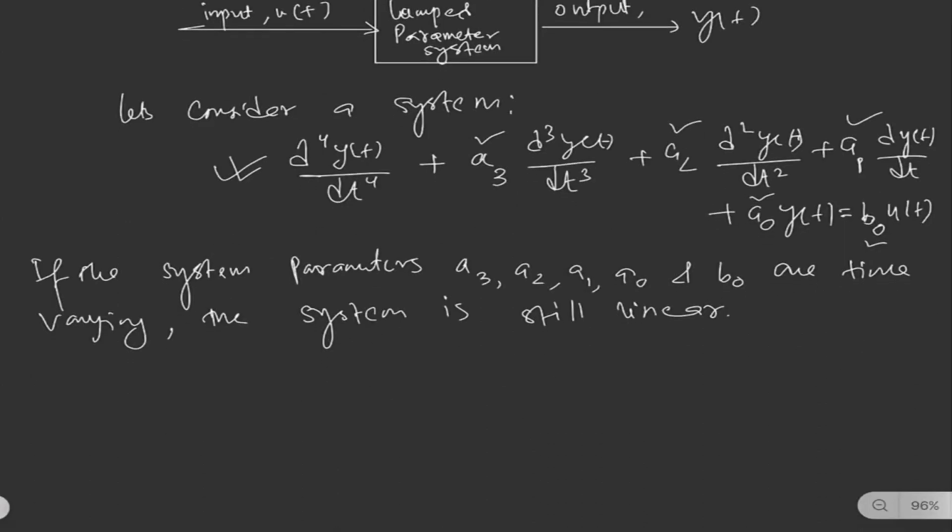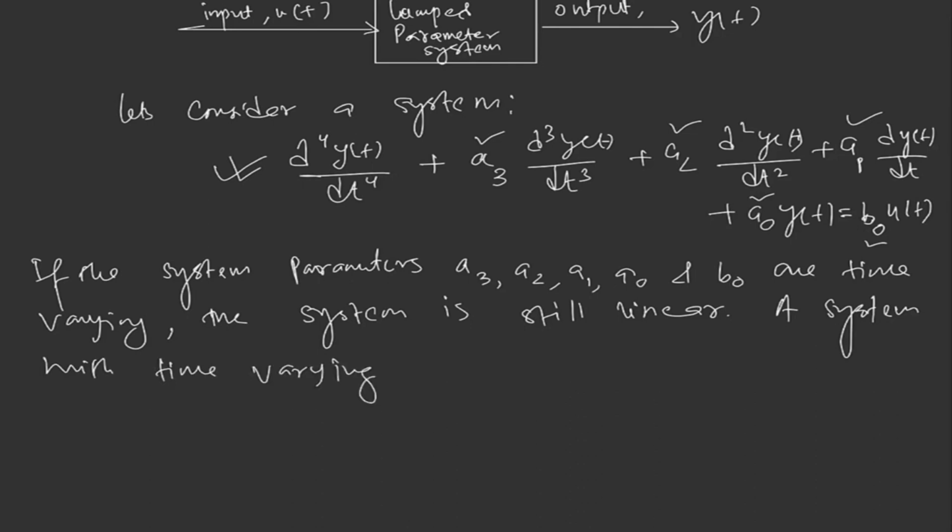Here, a system with time varying parameters is called time varying systems. This is very, very important. If the coefficients of this system are changing with time, then we can say the system is a time varying system.